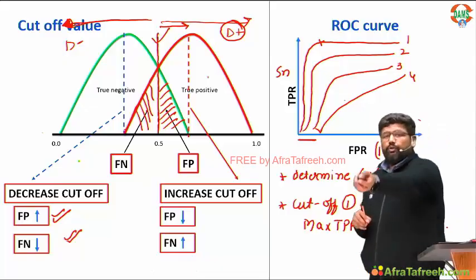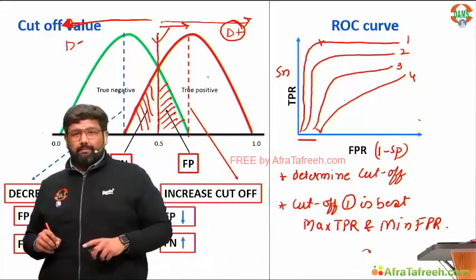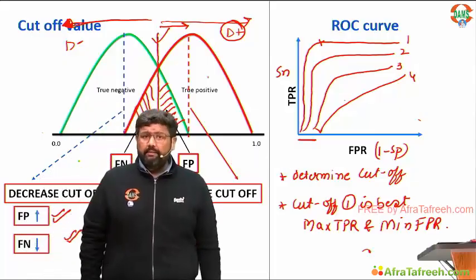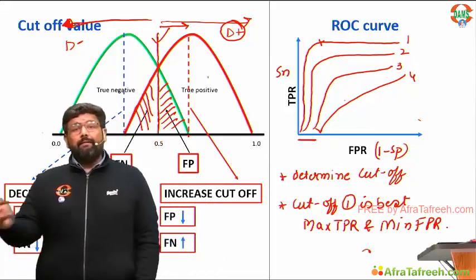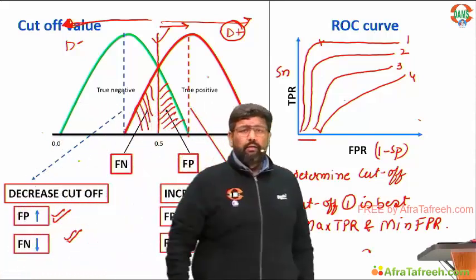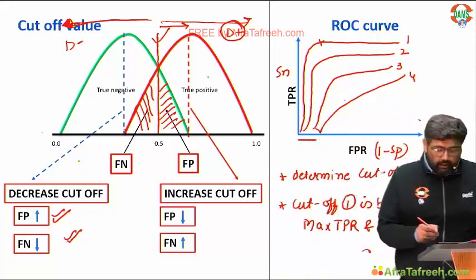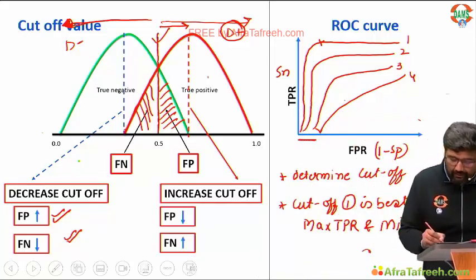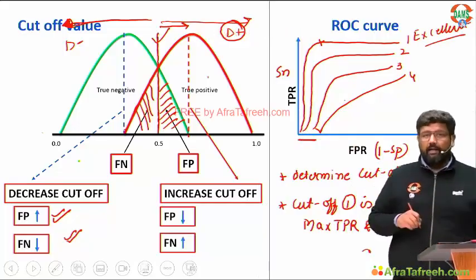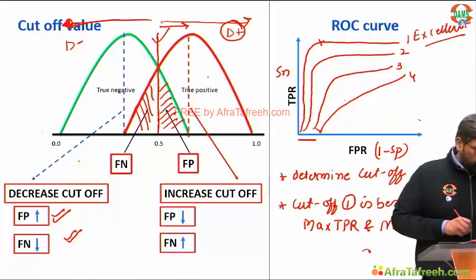So just 2 points in the ROC curve. It is drawn between sensitivity and 1 minus specificity. Other name for sensitivity is true positive rate. Other name for 1 minus specificity is false positive rate. It is used to determine cutoff. And cutoff 1 is the excellent cutoff because it has maximum true positive rate and minimum false positive rate.